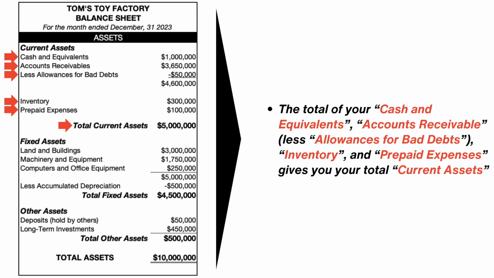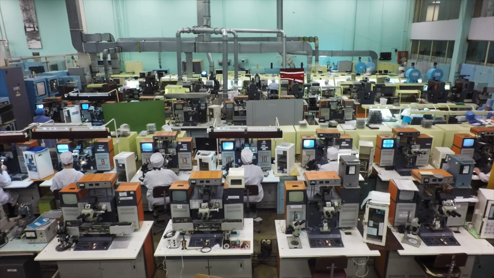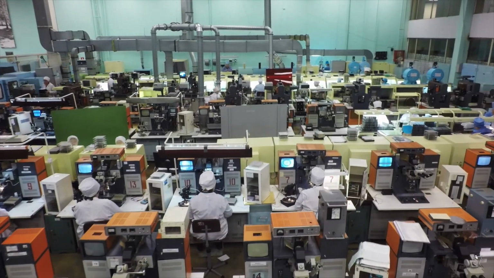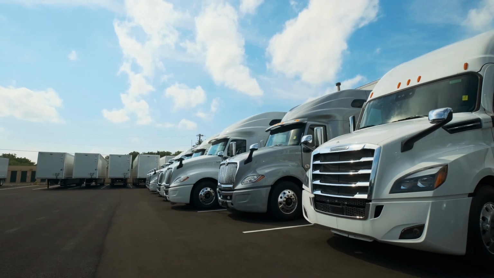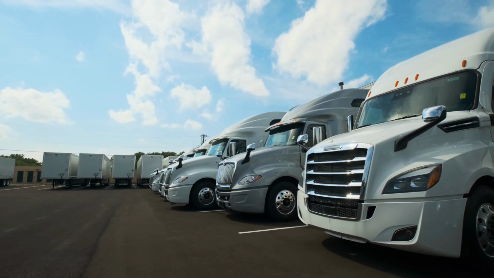The total of your cash and equivalents, accounts receivable, less allowances for bad debts, inventory, and prepaid expenses gives you your total current assets. We'll soon see the importance of this number by comparing it to another number in the liabilities section. Every company buys physical assets like computers, manufacturing equipment, buildings, land, trucks, and more to conduct its business. Those assets are used for many years and are not considered current assets.